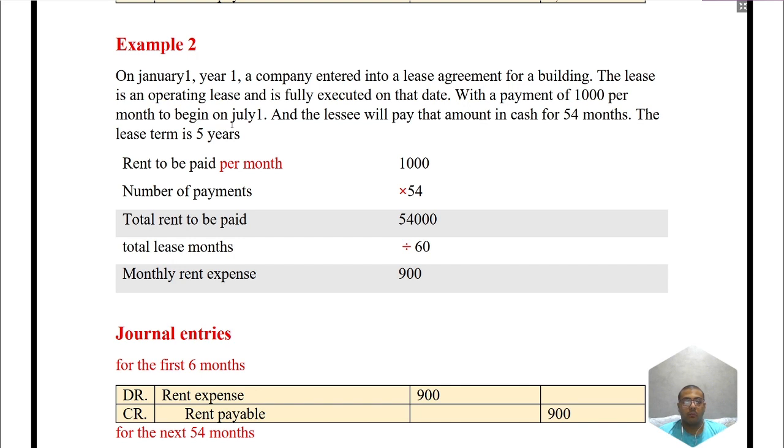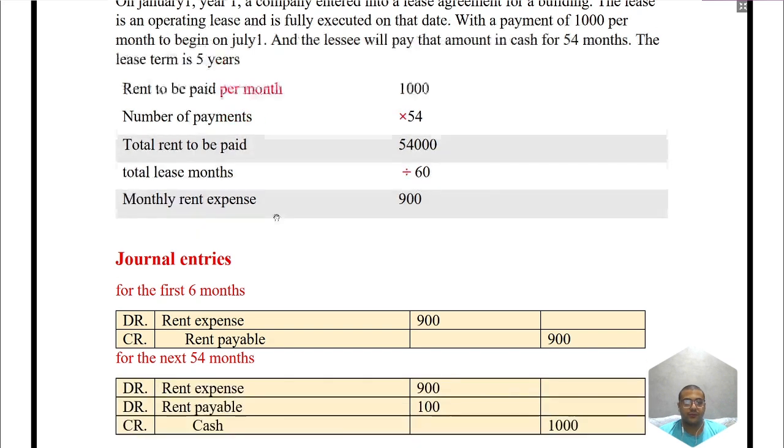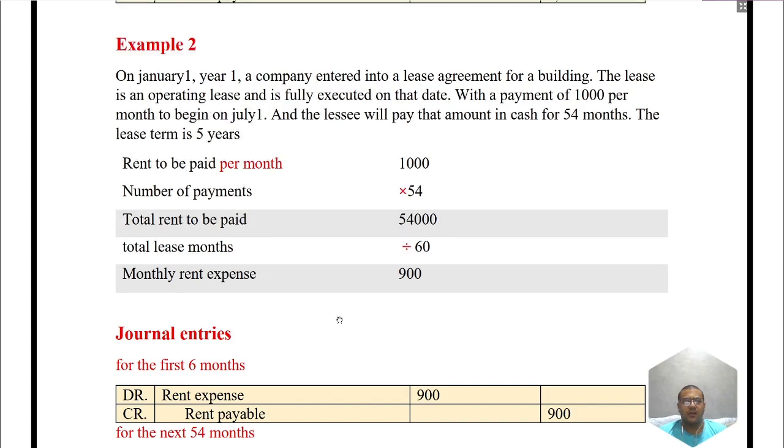So January, February, March, April, May, June, we have 6 months. I'm not gonna pay cash in them. So I'm gonna debit my rent expense and credit what? My rent payable, okay, for the first 6 months. But with what amount? Let's go back to our information. I'm gonna pay $1,000, and the payment starts in July, and the lessee will pay that amount in cash for 54 months. So I need the total rent to be paid. How can I get that? I'm gonna take the $1,000 and multiply that with our 54 months. That will give you the total rent to be paid, $54,000.